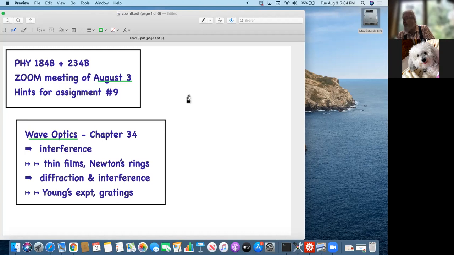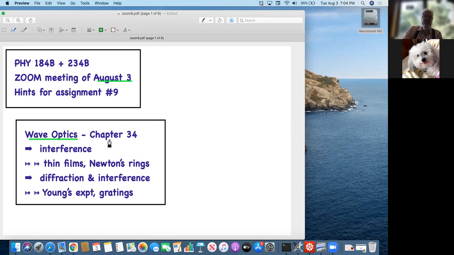Now this week is about the interaction between light and light, and that will give wave optics. If we have two light waves and they're overlapping, they interact with each other. They combine. That's called the superposition principle. When you add waves, you can get constructive interference or destructive interference.